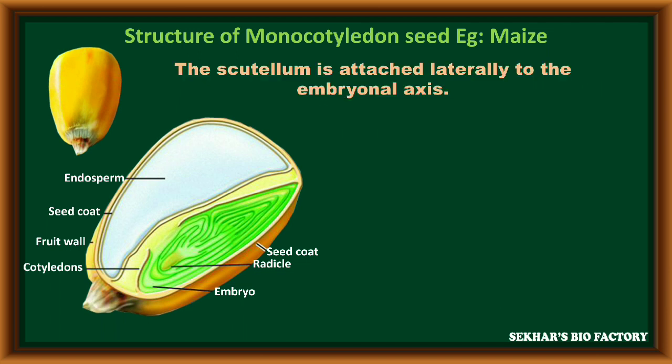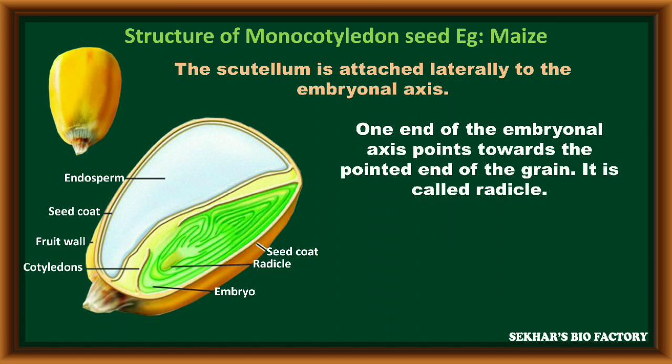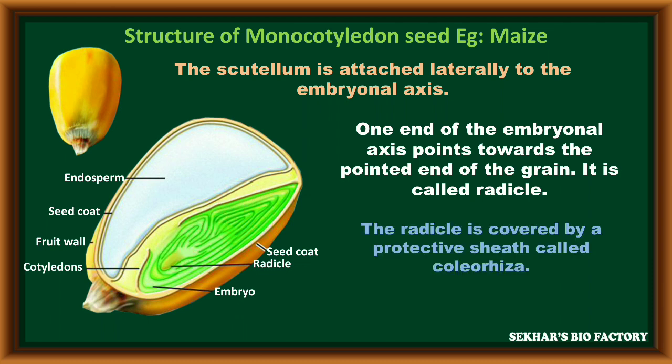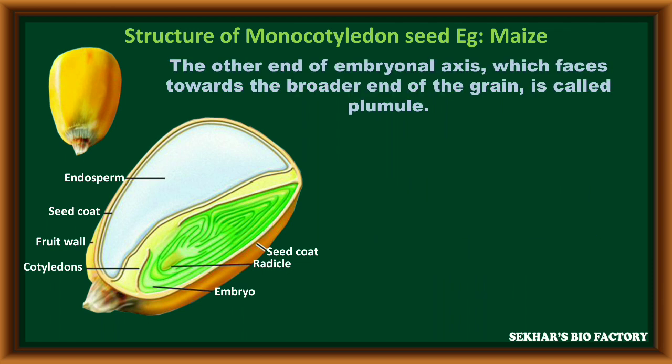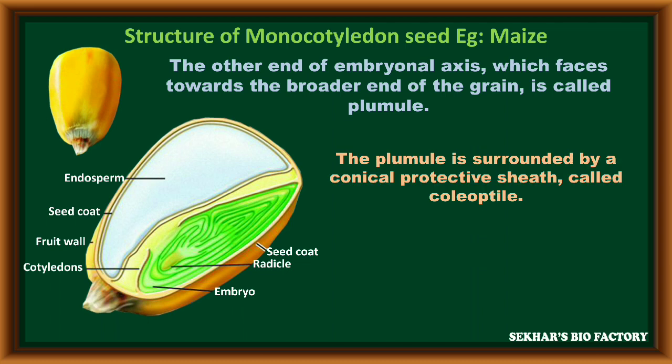The scutellum is attached to the lateral side of the embryonal axis. At one end of this embryonal axis there is a structure called the radicle. This radicle is covered with a protective sheath called the coleorhiza. The other end of the embryonal axis contains a plumule. This plumule is also surrounded by a conical protective sheath called the coleoptile.